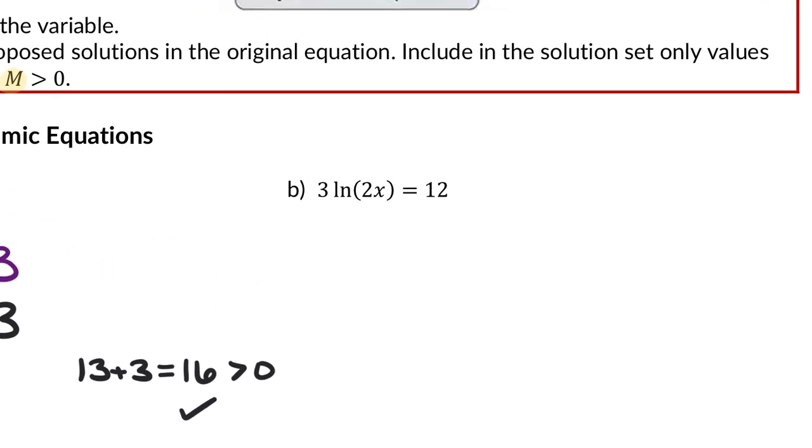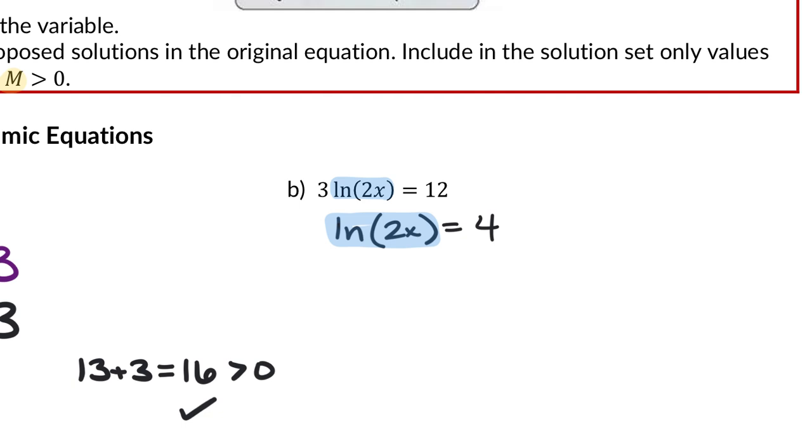Let's do another one. Let's say I have 3 times the natural log of 2x equal to 12. Right now, is the logarithm isolated? No. So what do we do to get that 3 to go away? Divide by 3. So I have natural log of 2x equal to 4. At this point, my natural logarithm is the only thing on its side of the equation.